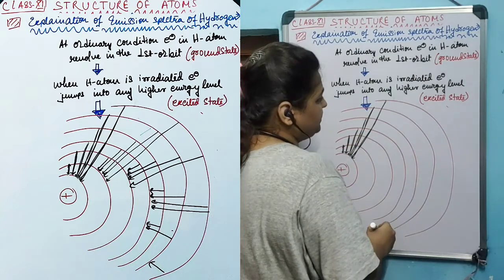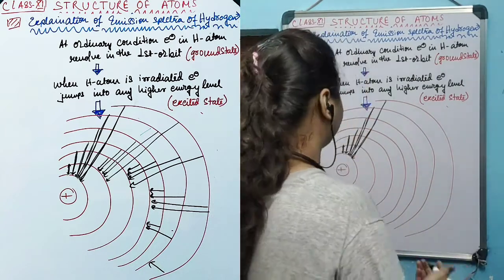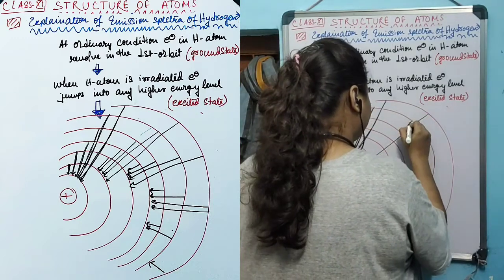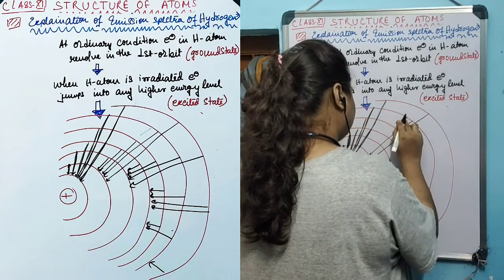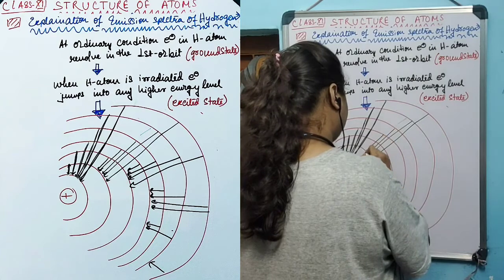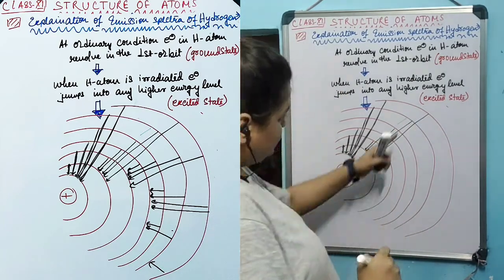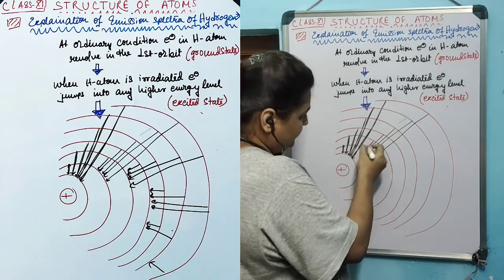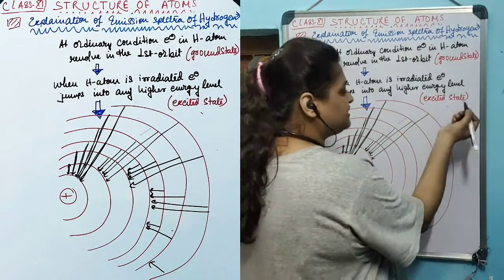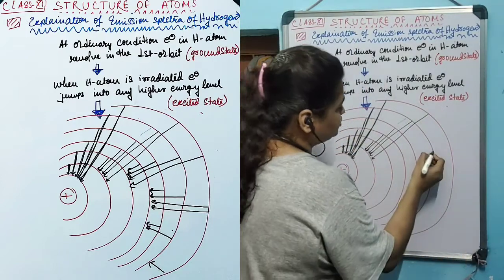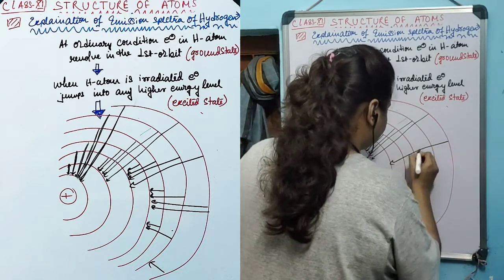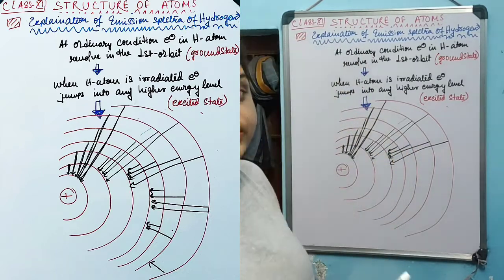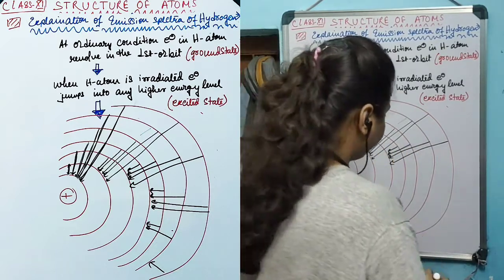Now another scenario: if all the electrons from higher energy levels are jumping back to the second energy level, like from 7th to 2nd, 6th to 2nd, 5th to 2nd, 4th to 2nd, 3rd to 2nd, in this case we are getting the Balmer series. If the electron jumps from 7th to 3rd energy level, 6th to 3rd, 5th to 3rd, or 4th to 3rd energy level, in this case we are getting the Brackett series, and so on.